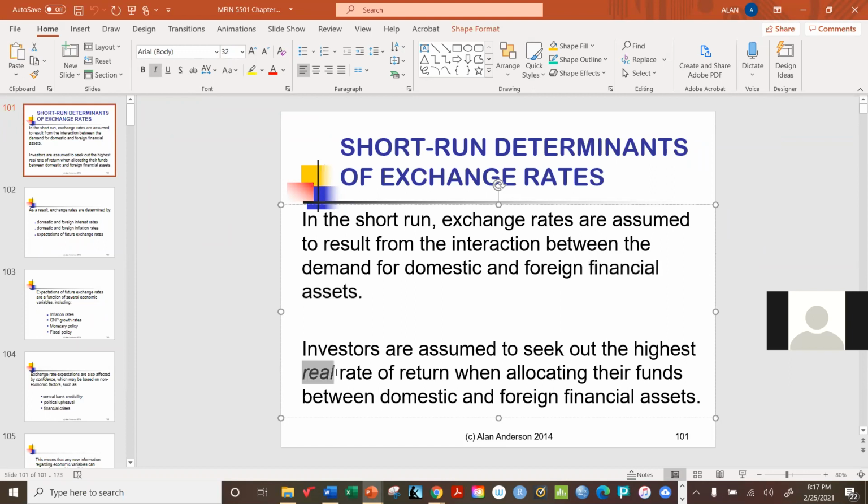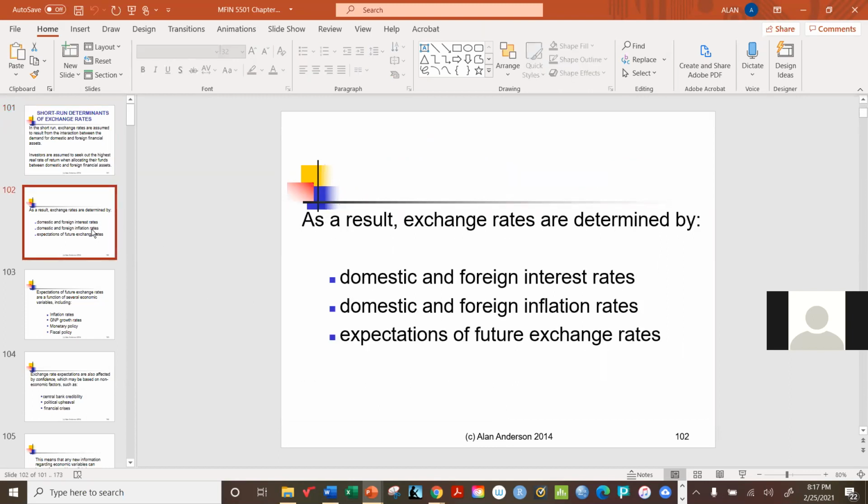Okay. So we're assuming that investors are trying to find not just the highest rate of return, but the highest real rate of return, which, as you know, means adjusted for inflation. So wherever they can maximize the real rate of return, that's where they will want to invest their funds. It doesn't matter what country it is, wherever we can maximize the real rate of return, that's where we will find ourselves. Okay, so that being the case, the ultimate factors that determine our exchange rates are domestic and foreign interest rates, domestic and foreign inflation rates, and finally, our expectations of what to expect from those currencies in the future.